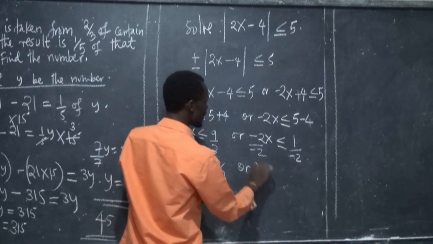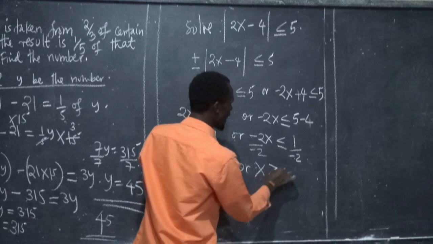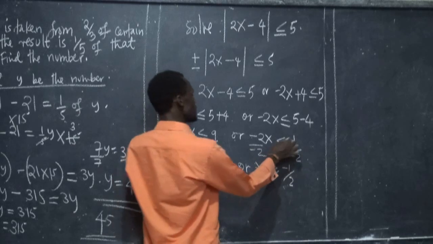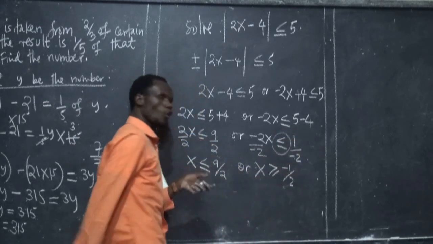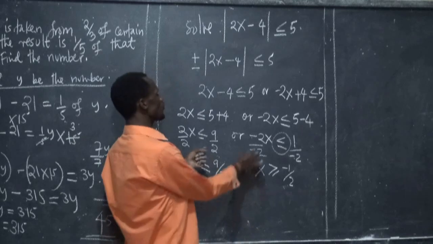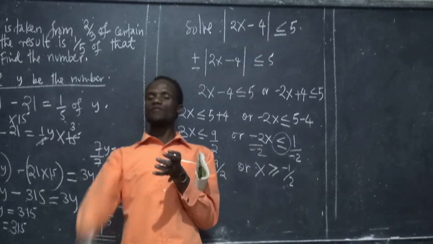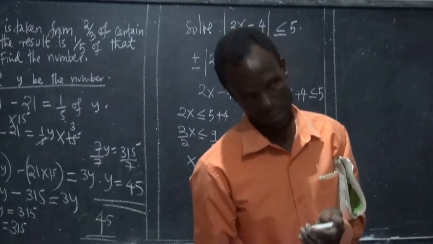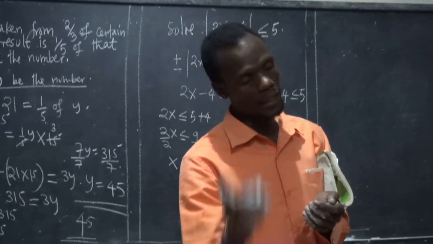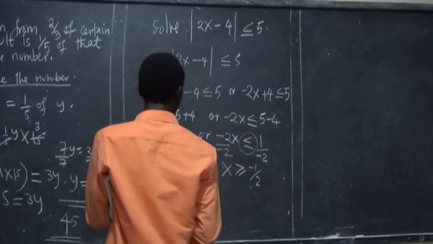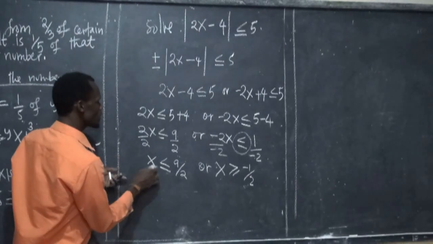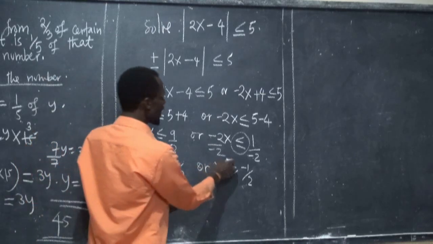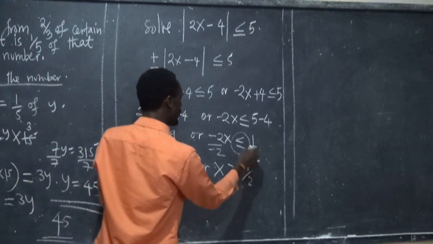Now it becomes x is greater than or equal to negative 1 over 2. Don't write it less than or equal to, because now we have divided by a negative. If we divide by a negative, the sign changes and becomes its opposite. You got me right and clear? Now this is x is less than or equal to 9 over 2, then x is greater than or equal to negative 1 over 2.